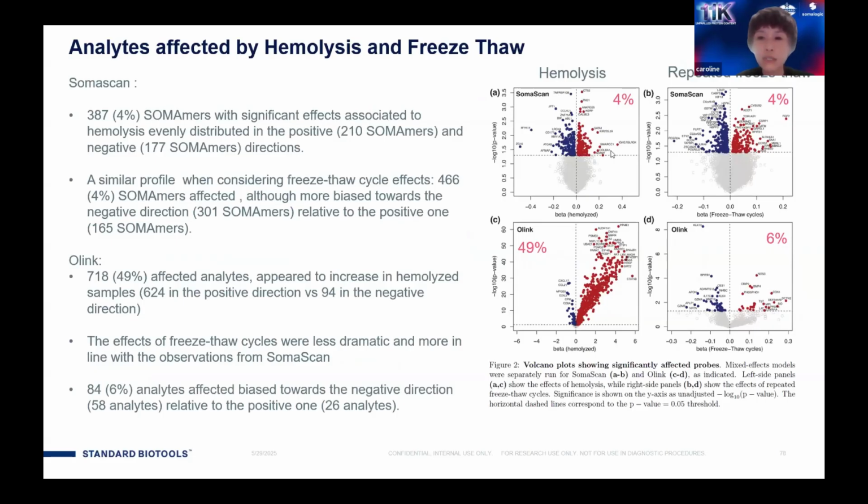So in terms of the SomaScan data set on the top of the volcano plot, right, under both hemolysis condition as well as repeated freeze-thaw cycles, about 4% of the targets are being affected, right? And then with the Olink 1.5K assay, in terms of repeated freeze-thaw cycles, about 6% of their targets are being affected. But then with the hemolyzed samples, almost near 50%, 49% of their antibodies are being affected. And this is skewed towards a positive overexpression level that they have seen with their data sets.